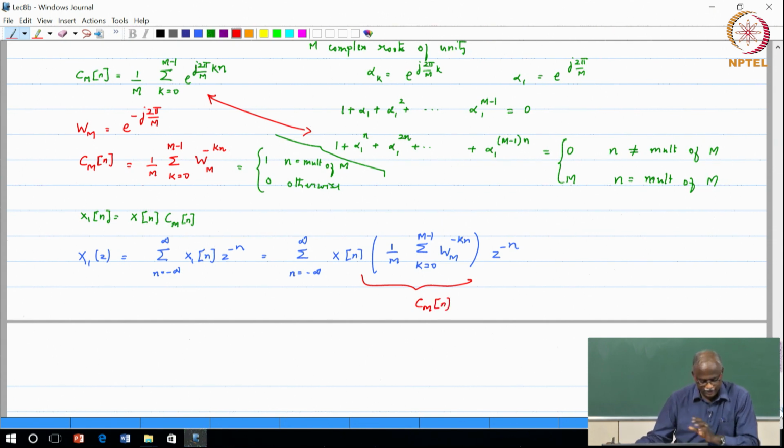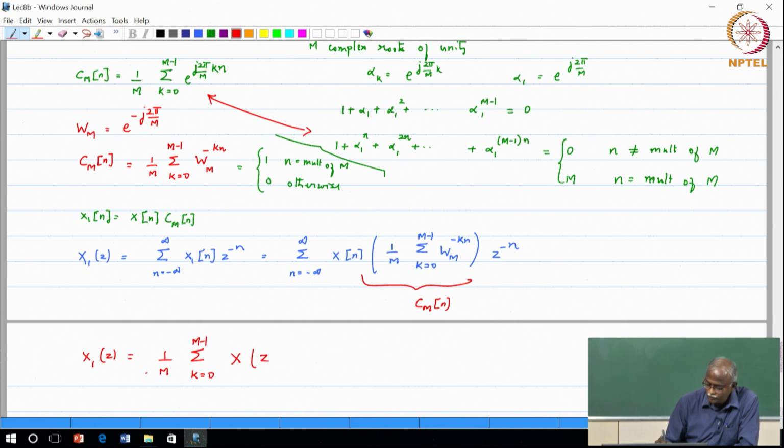Now, just the last step, and I will pick it up from here in tomorrow's lecture, but I just wanted to leave this as the last point. So x1 of z, if I interchange the summations, I would like you to show that this comes out to be 1 over m, summation k equal to 0 through m minus 1, x of z W to the power k.